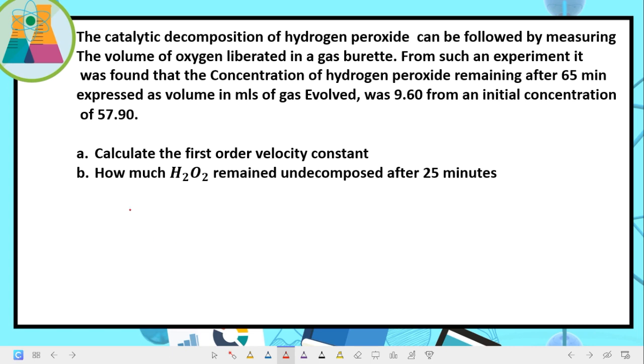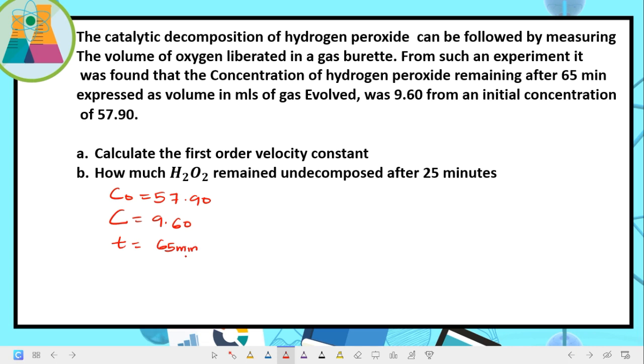Now in this case, we have the initial concentration given. The initial concentration was what? C0, which is given as 57.90. Now the concentration remaining was 9.60, that is, the final concentration is 9.60. Now the question says the time interval to reach 9.60 is 65 minutes.